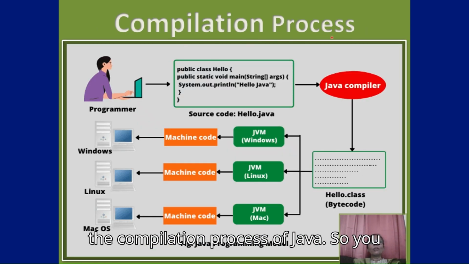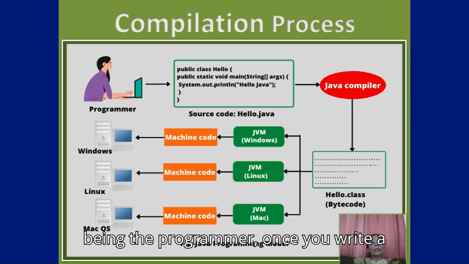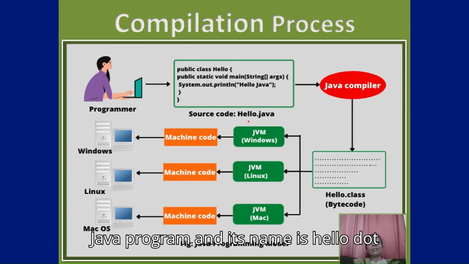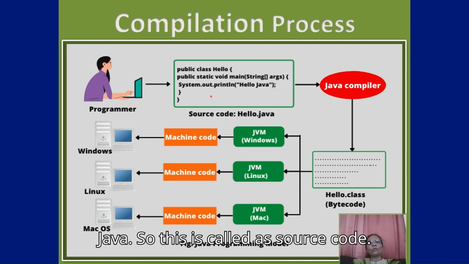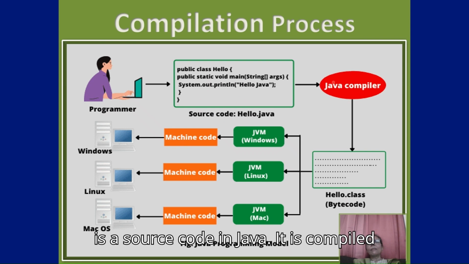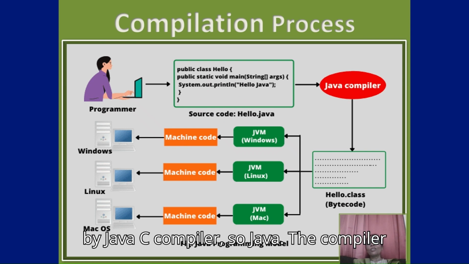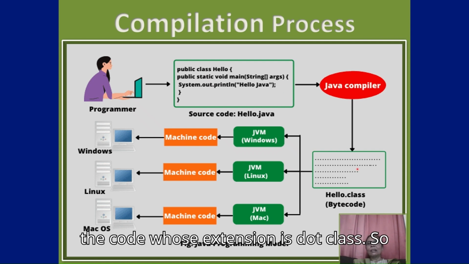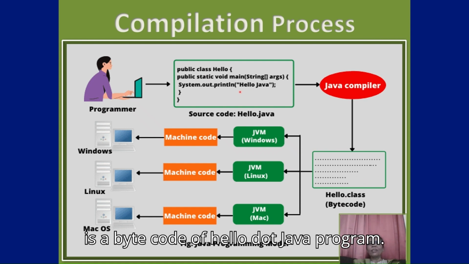Let us see the compilation process of Java. You being the programmer, once you write a program, say for instance this is a Java program and its name is hello.java. This is called source code. The Java program that you have written is source code in Java. It is compiled by the javac compiler. The javac compiler compiles the code and creates the code whose extension is .class. So it is bytecode. hello.class is the bytecode of the hello.java program.